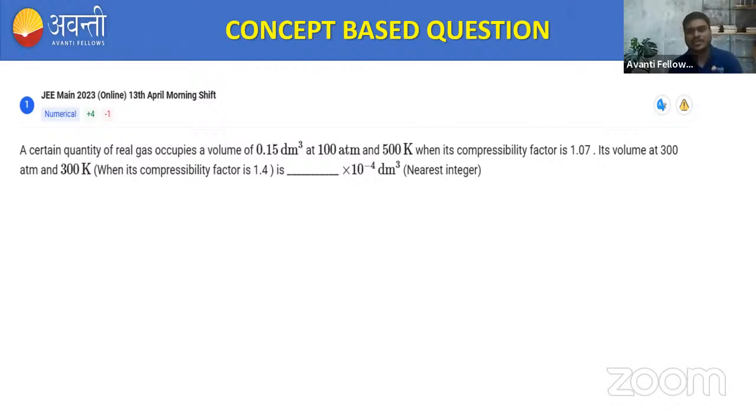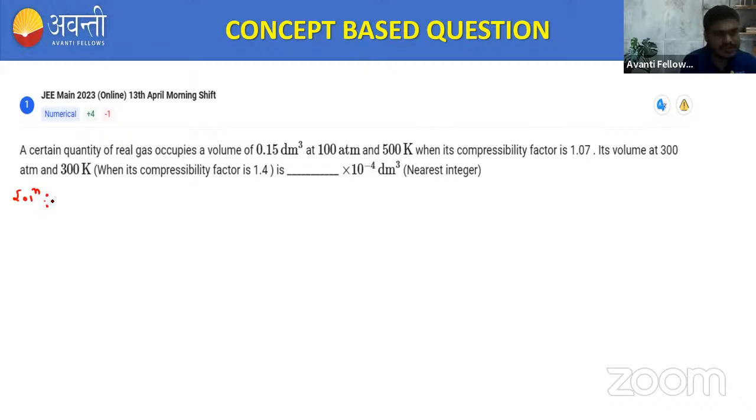So कह रहा है when the compressibility factor is 1.07, their volume is 0.15 decimeter cube and 100 atm, right? Their volume and the pressure is given. बोल रहा है its volume is 300 and 300 Kelvin when the compressibility factor is 1.48. सबको बताना है कि क्या इसका करेक्ट एक्सप्लेनेशन हो, ठीक है. So let's see the answer for this question. So we all know that what is compressibility factor, अभी भी बताया था.